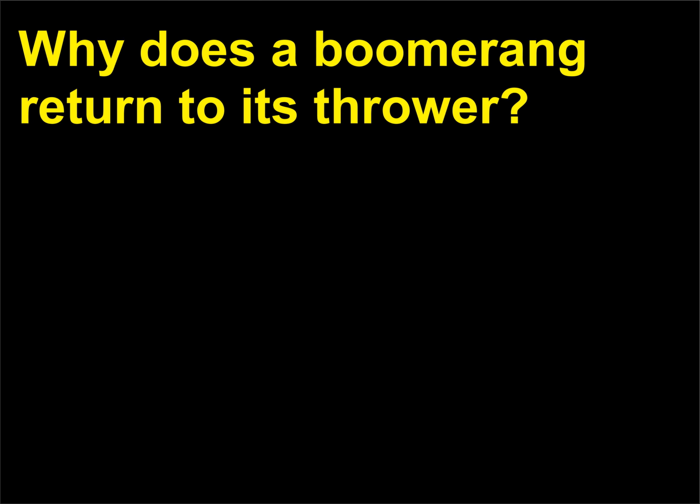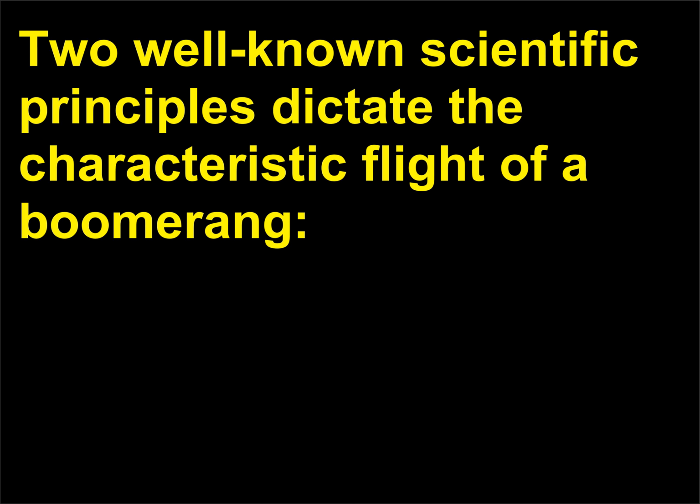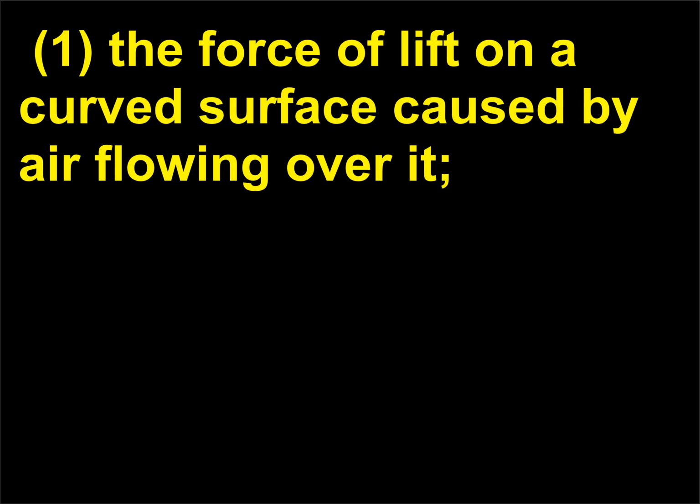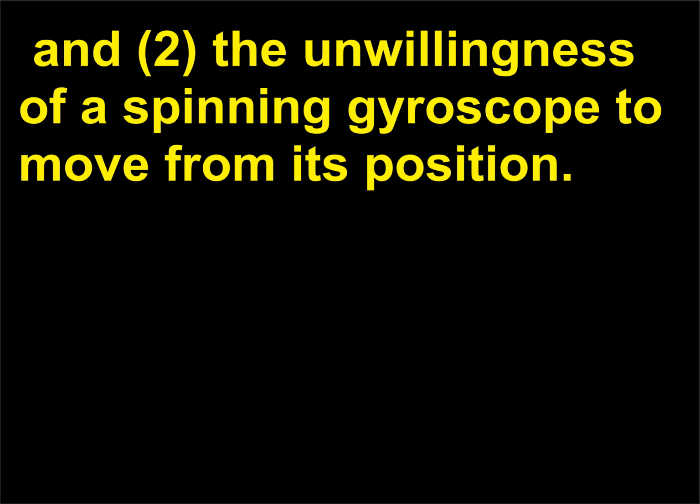Why does a boomerang return to its thrower? Two well-known scientific principles dictate the characteristic flight of a boomerang. 1. The force of lift on a curved surface caused by air flowing over it. And, 2. The unwillingness of a spinning gyroscope to move from its position.